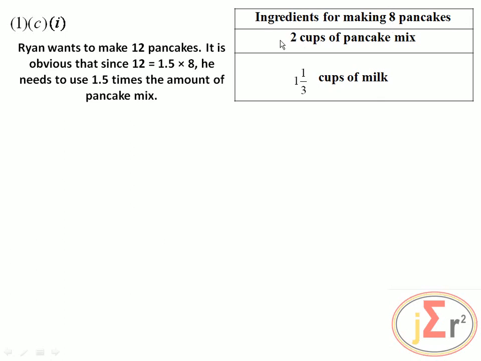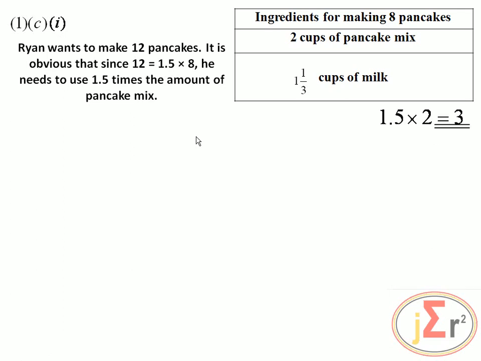Therefore, we need to multiply the cups of pancake mix by 1.5 also. And if we are talking about the cups of milk, we need to multiply 1 1/3 by 1.5 also. So we are going in proportion all of the time. And how did we arrive at this 1.5? Well, let us work that one out first.